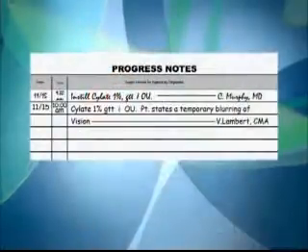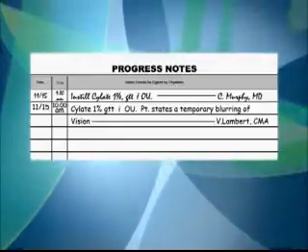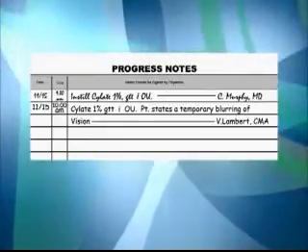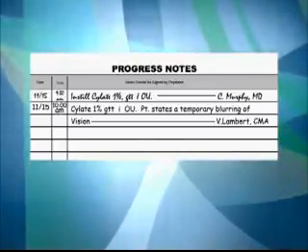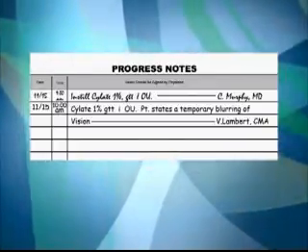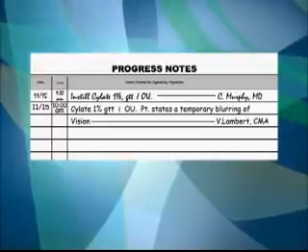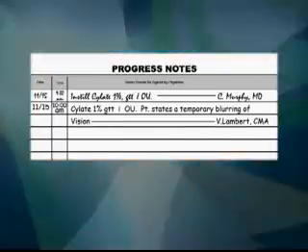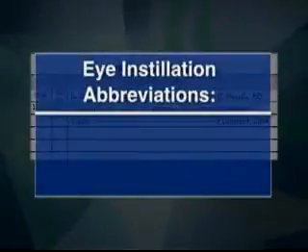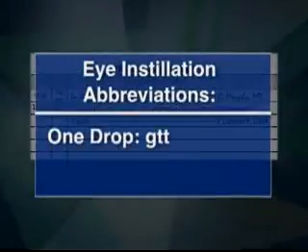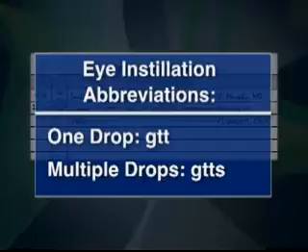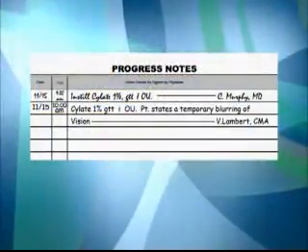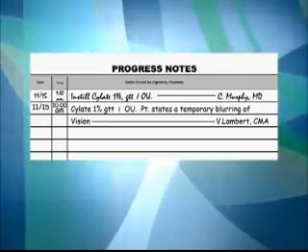Chart the procedure. The medication dosage must be recorded as the number of drops instilled. The charting entry should include the date and time, the name and strength of the medication, the number of drops or amount of ointment, which eye received the instillation, your observations, and the patient's reaction. The abbreviation for one drop is GTT, and for multiple drops, GTTS. The number of drops must be recorded in Roman numerals following the GTT abbreviation.